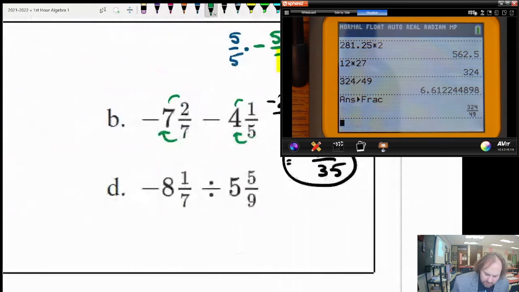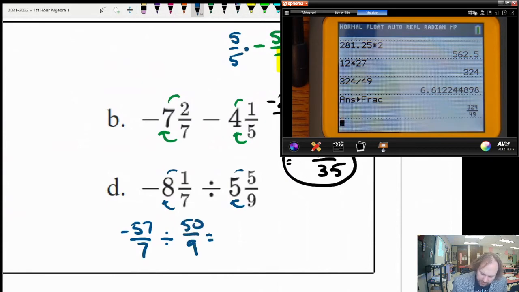Down here we've got a division problem. First thing is that 7 times 8 is 56. 56 plus 1 is 57 over 7. And we're going to divide that by 9 times 5 is 45, and 45 plus 5 is 50 over 9. When you're dividing fractions, the best way, there's a lot of reasons why this rule works, but I'm just going to tell it to you. The best way is to change division into multiplication and then flip this fraction to 9 over 50.